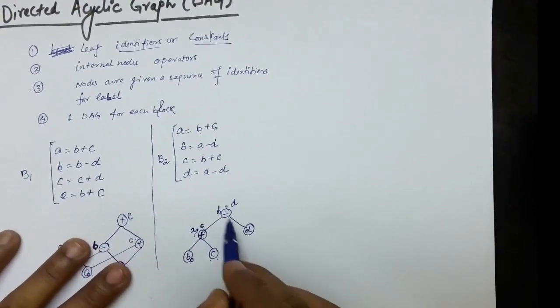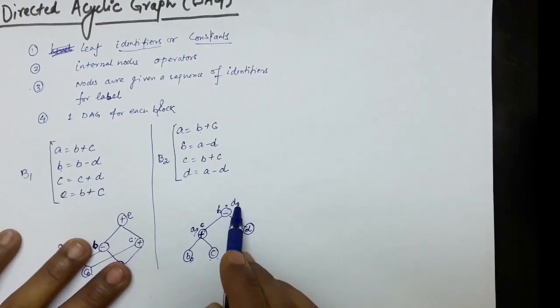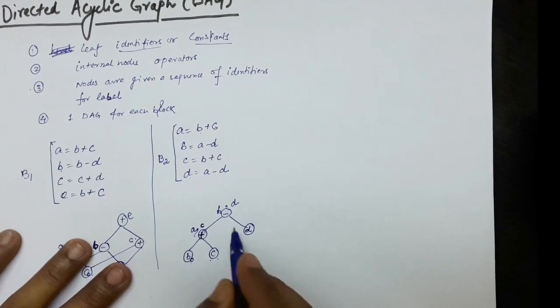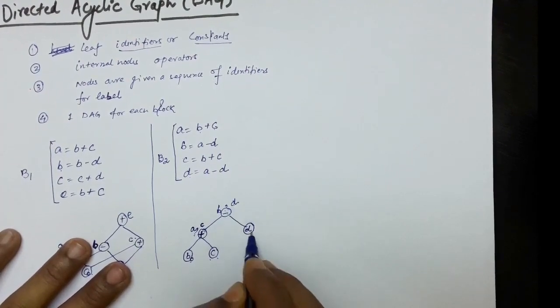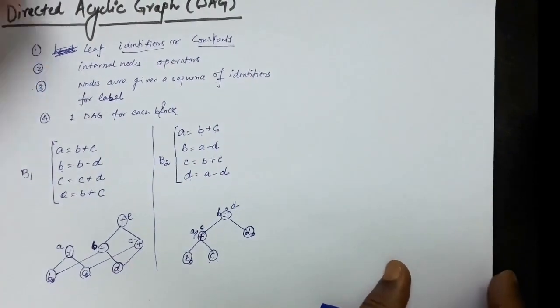This is A minus D, which has already been computed and had a value B. But we can assign D also to this place. Now just to differentiate this D and this D, you can apply a D0 here. So this is the basic block for this one.